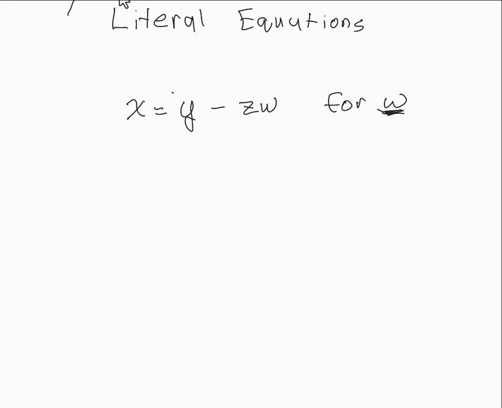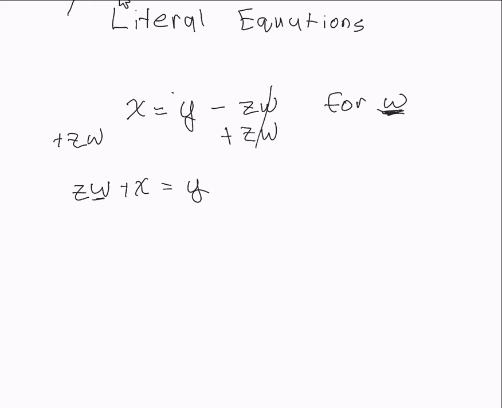Actually, I'm going to start just because it makes me more comfortable. I want to get the w on the other side and make it positive. So I'm going to add zw to both sides. Then I get zw plus x equals y, because I can't add the zw to the x since they're not like terms, and it cancels out on this side.